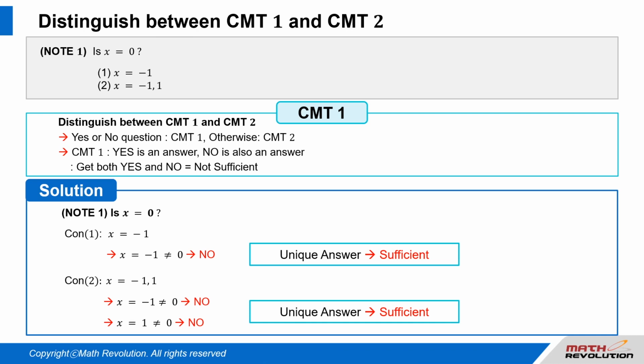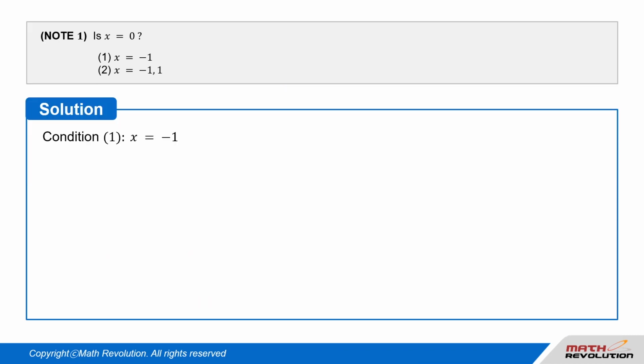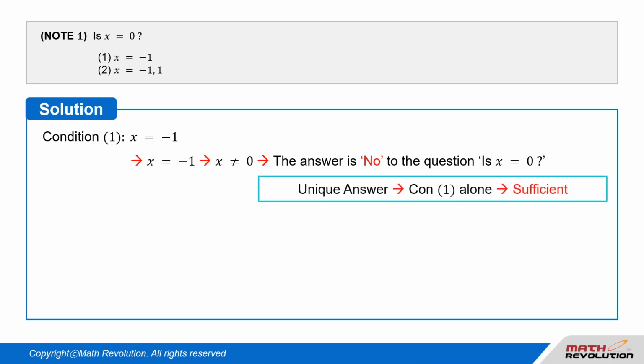CMT1 to this question. It is important to note that there is a value after the equal sign. A zero in this case. That is why we apply CMT1. Let's take a look at each condition separately. Condition 1 tells us that x is equal to negative 1. This means x is not equal to 0, so our answer to is x equal to 0 is no. The condition is sufficient as it gives a unique answer, no.